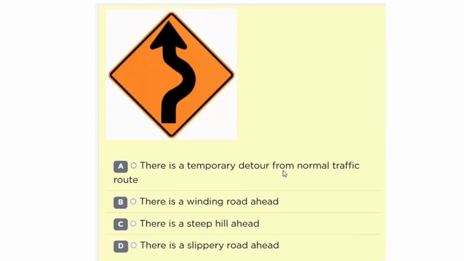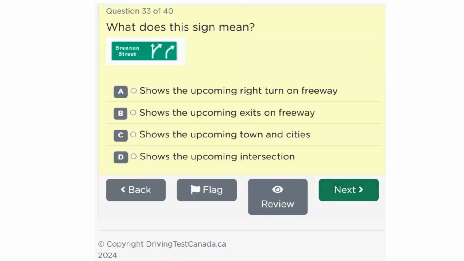There's a temporary detour. No, it's not winding. Could be detour, because winding is more like this. It's not steep hill. This is not slippery road. Either it's winding or it's temporary detour from the normal traffic route. Detour because the color is orange. So we'll see in the end.